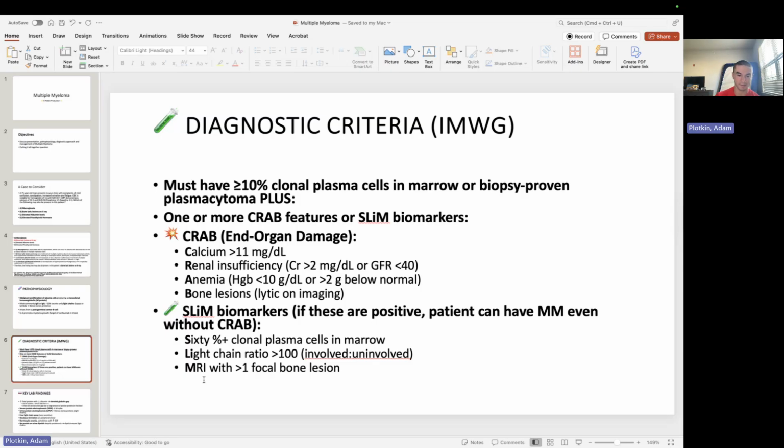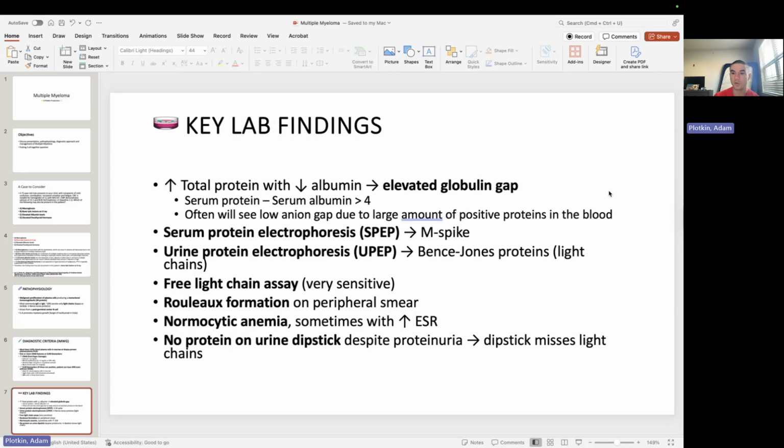And we'll talk about that in a second. All right, so key lab findings, right? Now we're taking it a little bit further. Whenever I suspect multiple myeloma, I need to get a CBC, usually with a differential, so we can look at my neutrophils, lymphocytes, eosinophils, basophils, and all my other cell lines.